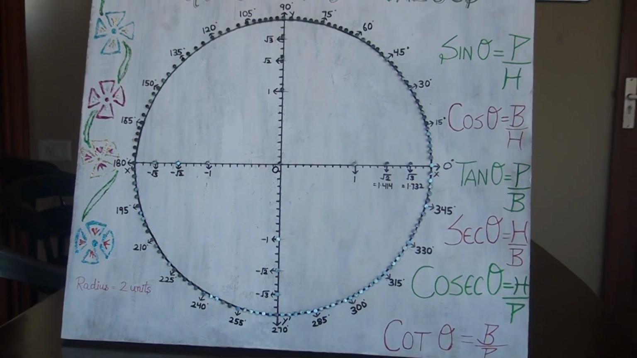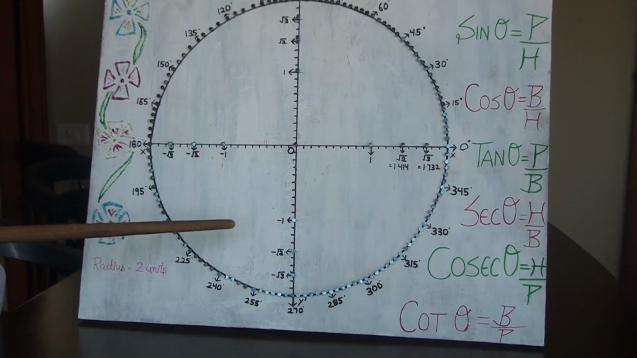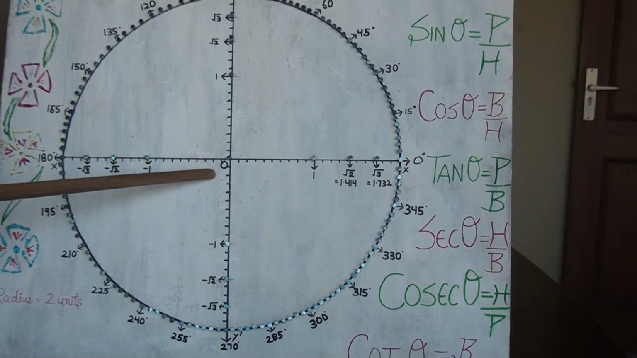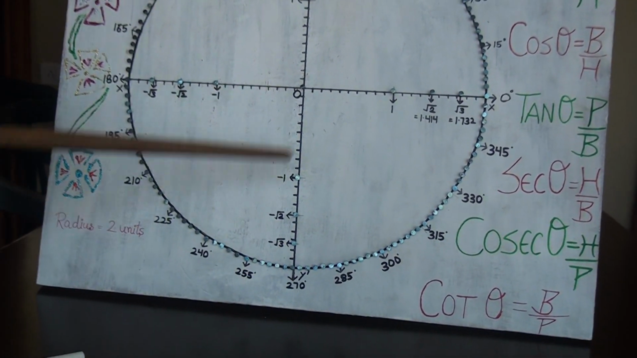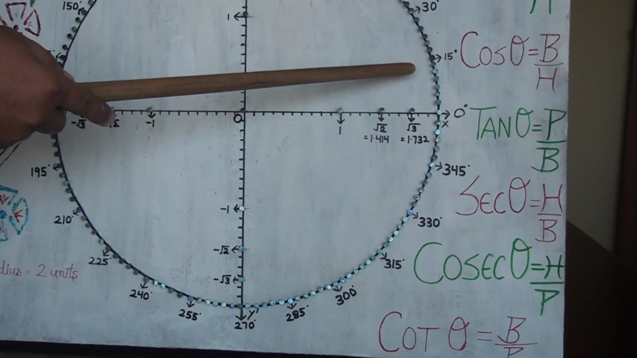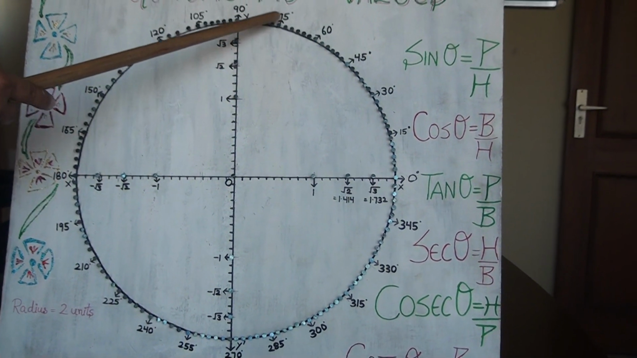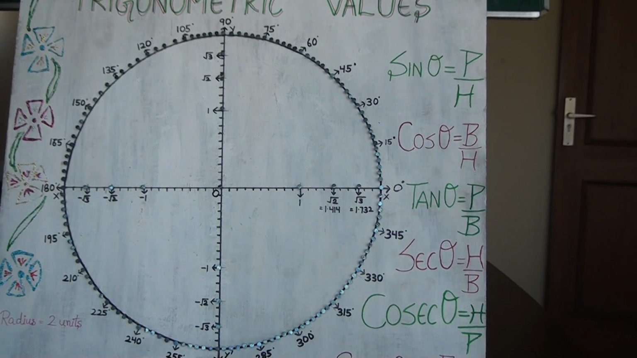I will explain it. First, we draw the x-axis and y-axis. O is the origin. Now take O as the center, with a radius equal to 2 units, and draw a circle. Next, we mark the angles 15 degrees, 30 degrees, 45 degrees, 60 degrees, 75 degrees, 90 degrees, up to 360 degrees.